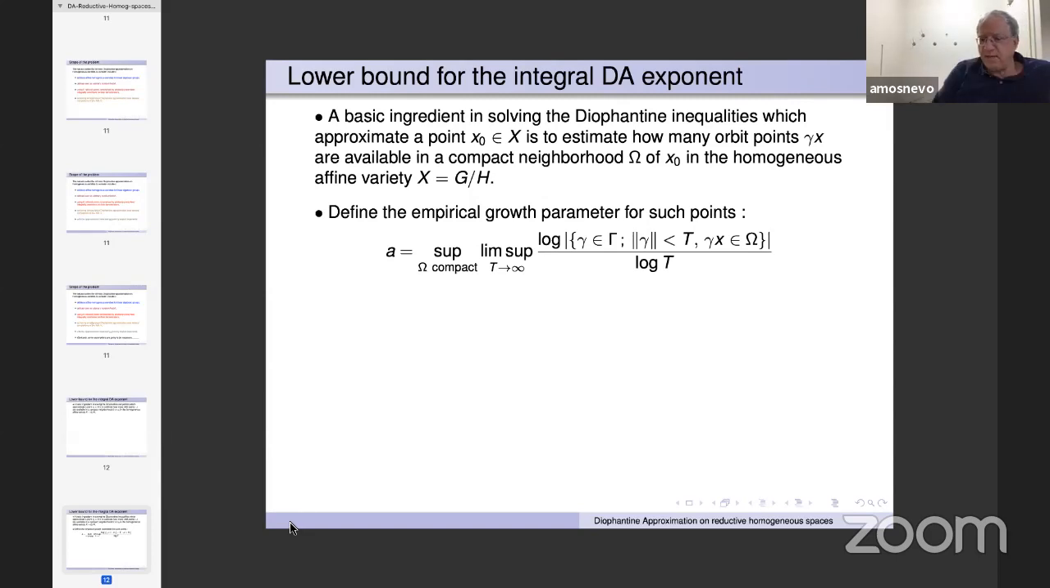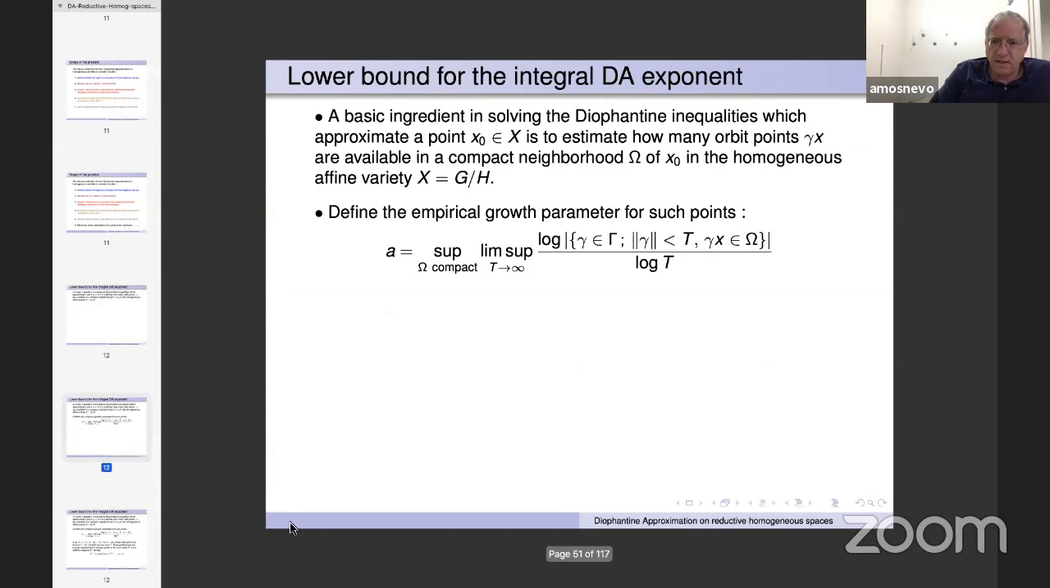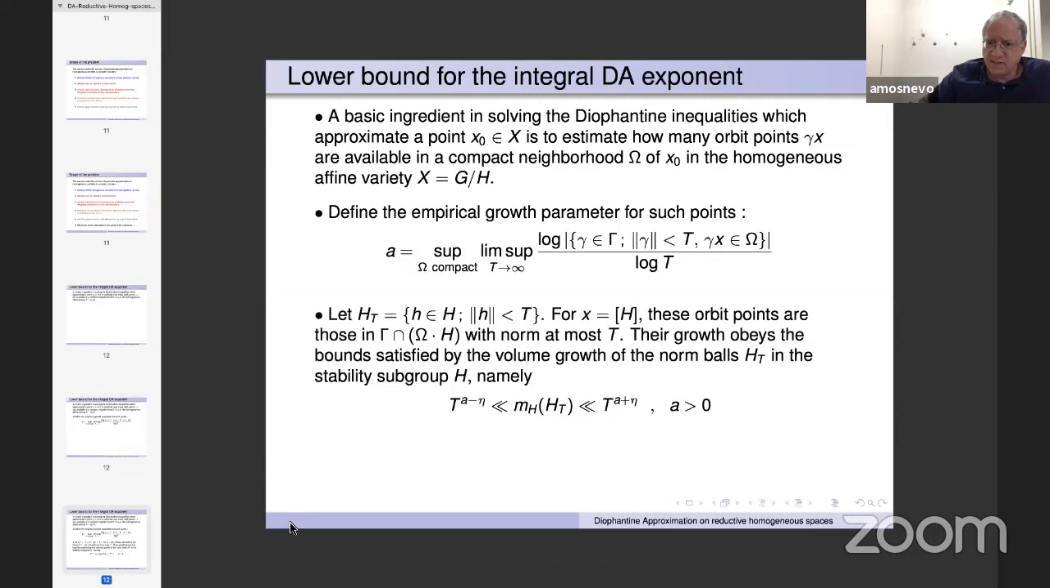So this number definitely exists, whatever it is. And now let's see what we can say about this number. Heuristically, of course, let H_t be the norm ball in H. I take the norm on G and I consider h in H whose norm is less than t. So if I take x to be, for example, the identity coset, the coset of H, then these orbit points that we see here, gamma x in omega, are those points in the set Gamma intersect omega times H, whose norm is at most t. Namely, the norm of gamma is at most t, and gamma modulo H is in fact in omega.